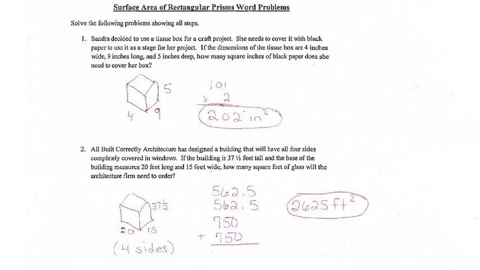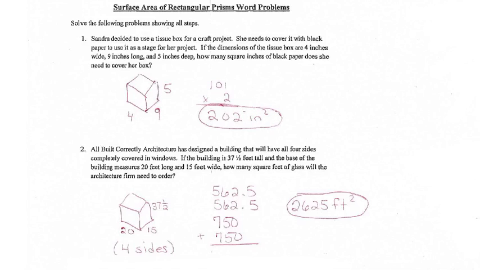For the first one, how many square inches of black paper does she need to cover her box? Well, if you draw out the dimensions of her box, calculate the surface area, it would be 202 inches squared.